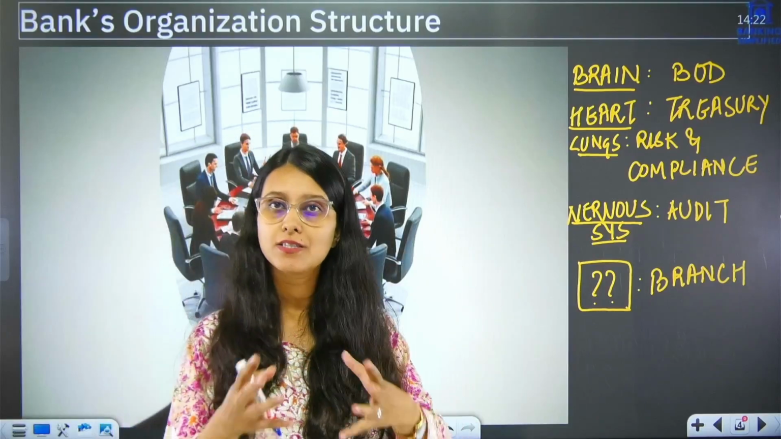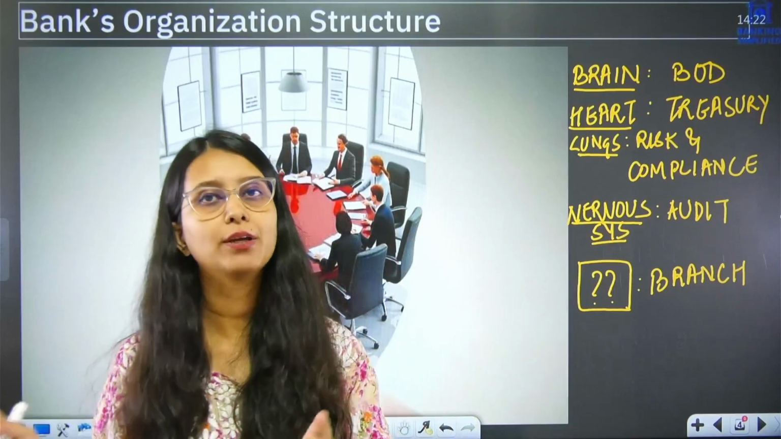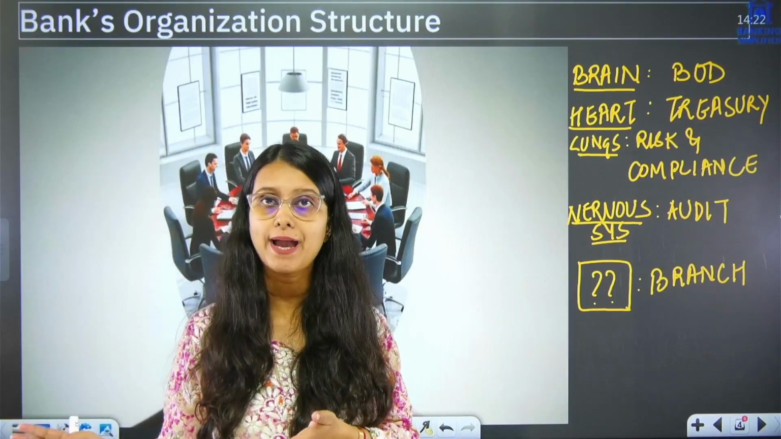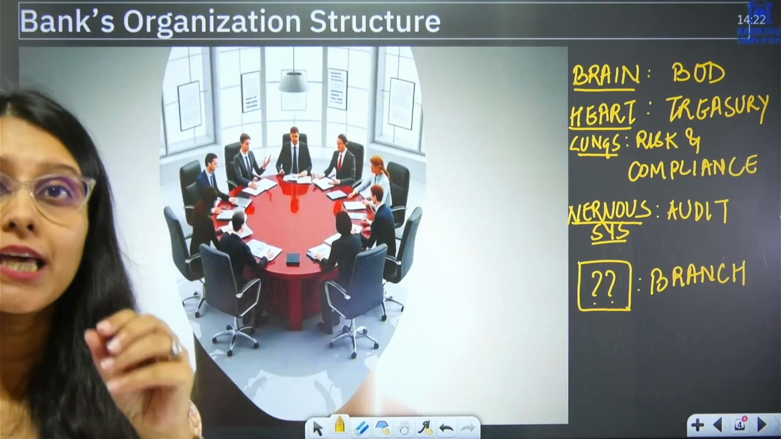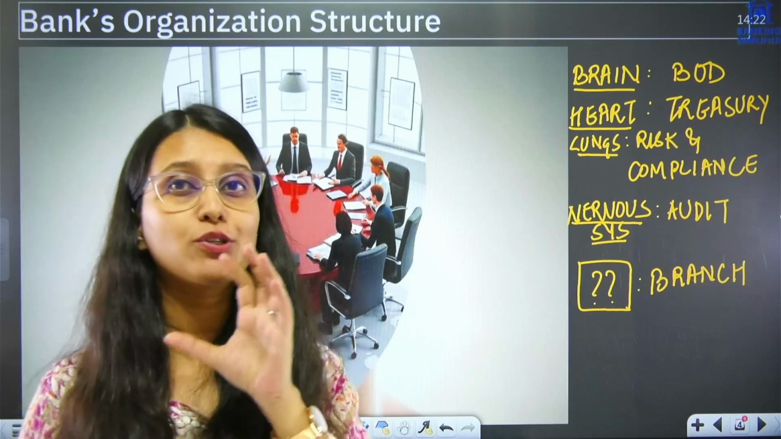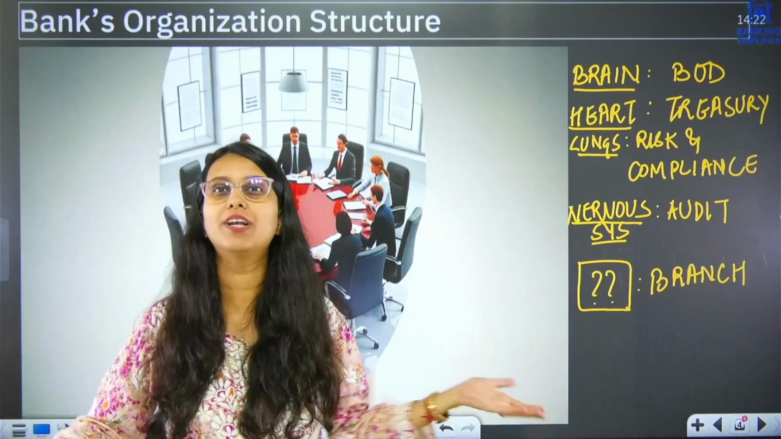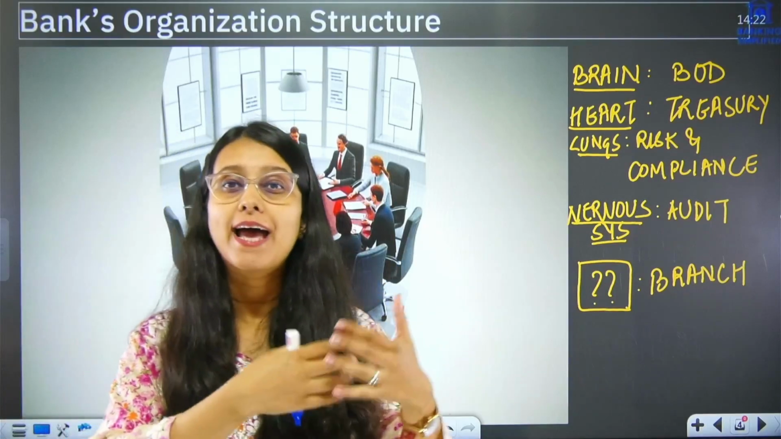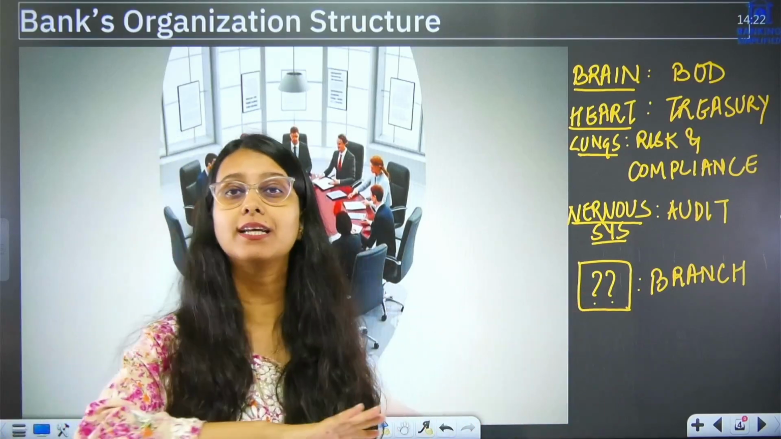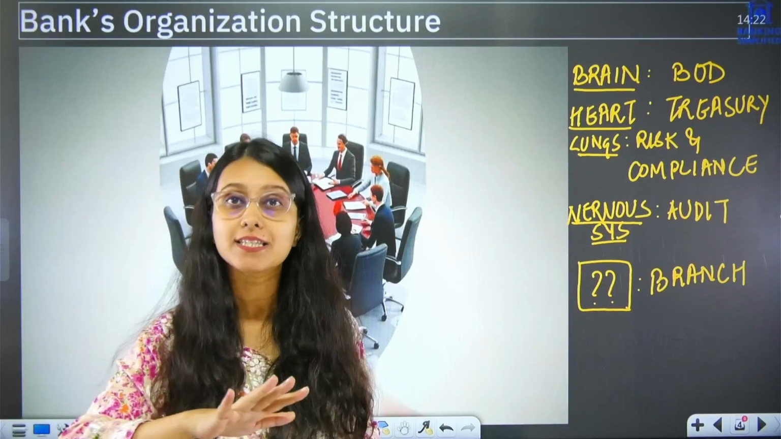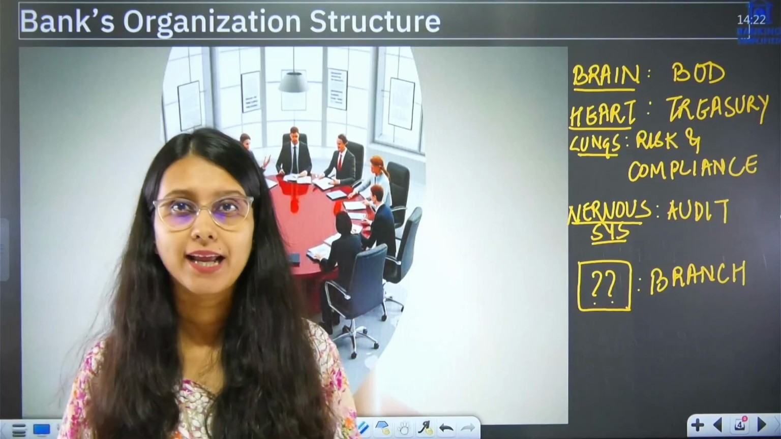Now finally, since you all are in the branch, and since you understand how I'm comparing the body with the different departments of a bank, I want to ask you, what do you think is the organ that you can relate to the branches? It is your hands or your legs. Basically, the hands are in connect with everything. So the branches are basically in connect with the customers. The branches are the ones which are doing the actual work. Your hands and legs are actually doing the work.